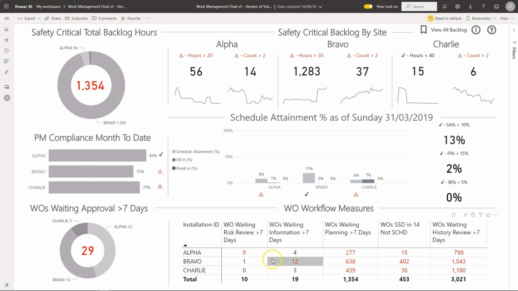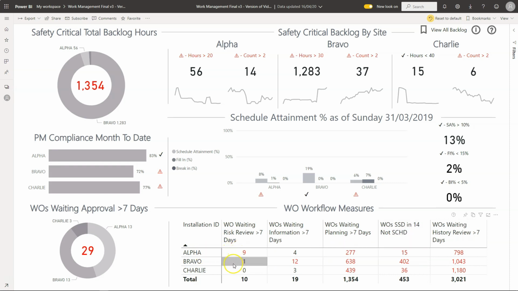And then for each one of these, we've got the information related to the number of work orders. I've split the work orders waiting approval into two status codes. Those work orders that are waiting to be reviewed initially, and there's a status code in the CMMS that can flag the work order as having a question against it. It needs more information. But they're both waiting approval sub-statuses of this waiting approval status. And then waiting for planning, waiting for scheduling, or scheduled, not ready, and then waiting for history review.